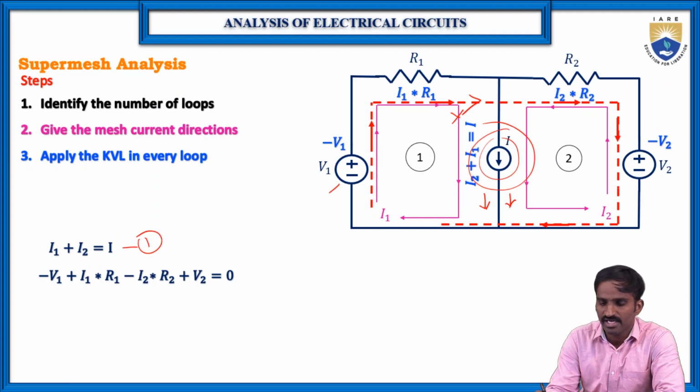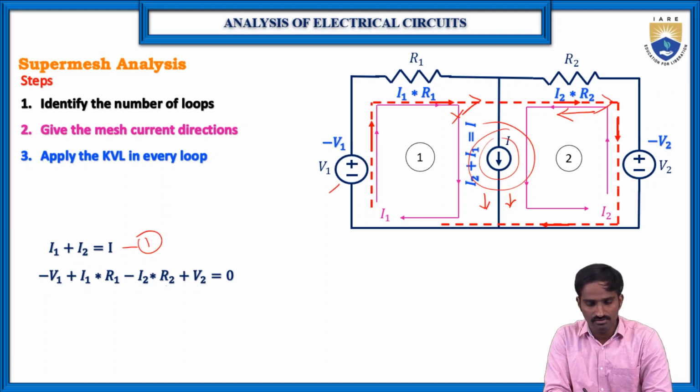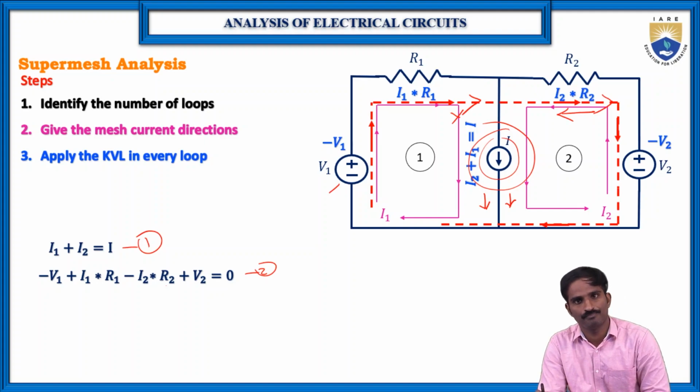But when coming to the second loop, the actual loop 2 current is in this way, but the super mesh current we are considering in this way, so opposite direction. So that's why we should make it negative, because opposite direction means opposite polarity. So that's why minus I2 into R2, minus of minus V2 is plus V2, is equal to 0. Right. So now simplify this equation. Then by solving these two equations, we can get I1 and I2.